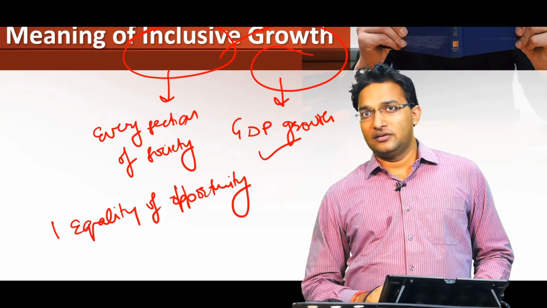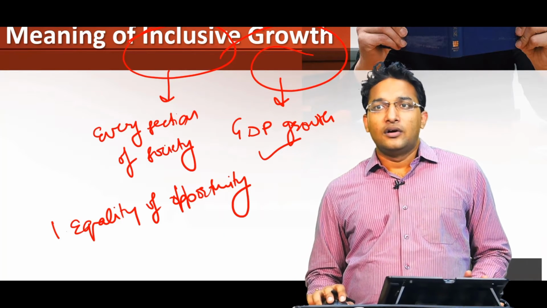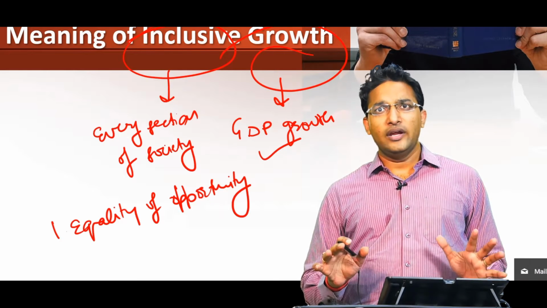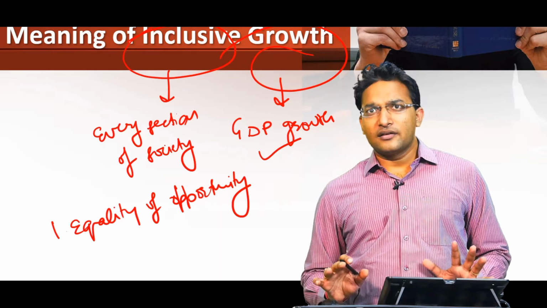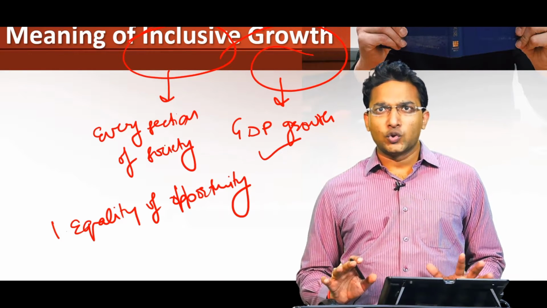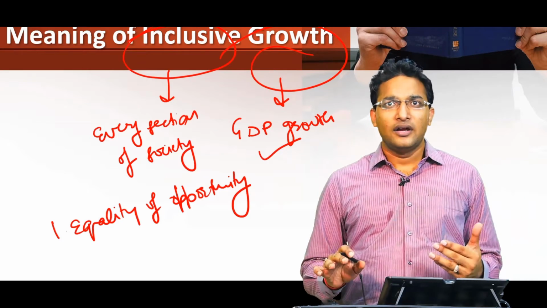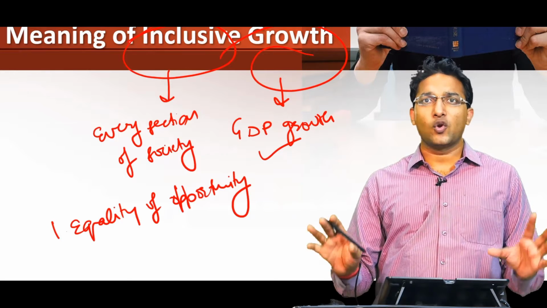Equality of opportunity. That means everyone should have equal opportunity. Whether the person belongs to one particular caste, one particular religion, or a particular gender, it should not matter. Everyone should have equal opportunity to participate in the economic process.